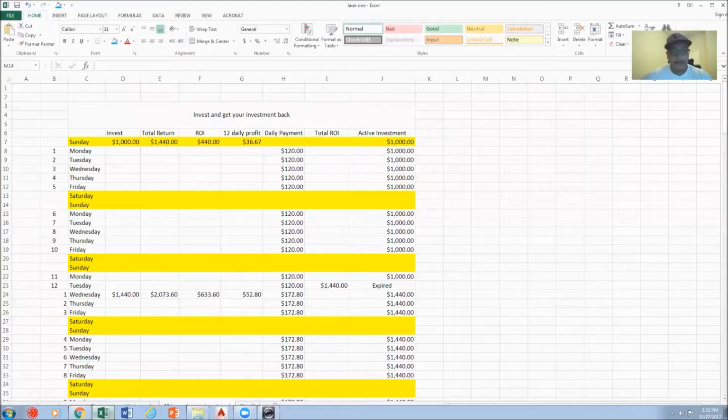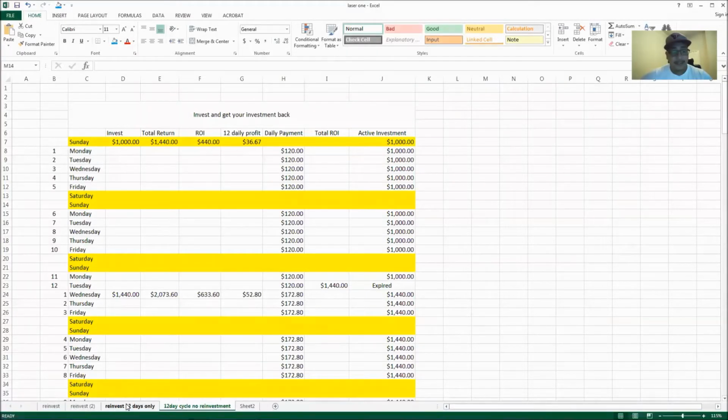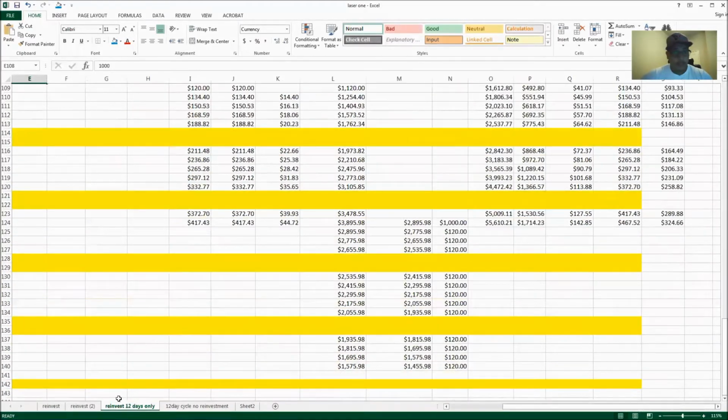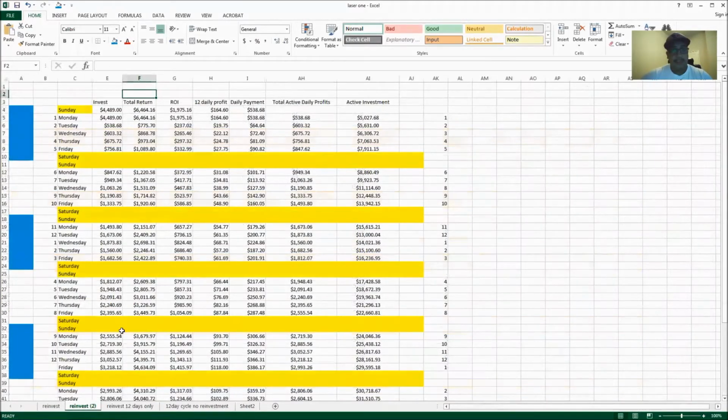Prime example, I made this Excel sheet. Here we go, Reinvest Heroes. So this is a 12-day cycle that I have right here, and this is a second 12-day cycle. In this investment sheet that I created in Excel, basically for the first 12 days I'm going to be investing my daily profits that I'm getting from Laser Online.